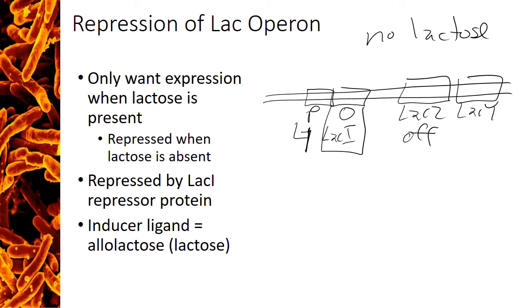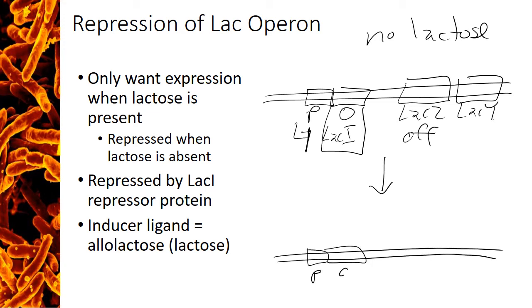But if the environment changes and now lactose shows up, we're going to want to start being able to express these genes. So again, here's our DNA with the promoter and the operator and the genes of the operon. And now lactose is present in the environment. Lactose gets converted at small levels to something called allolactose, which is just a slightly different structure. So these little red dots will represent the allolactose that's now present.